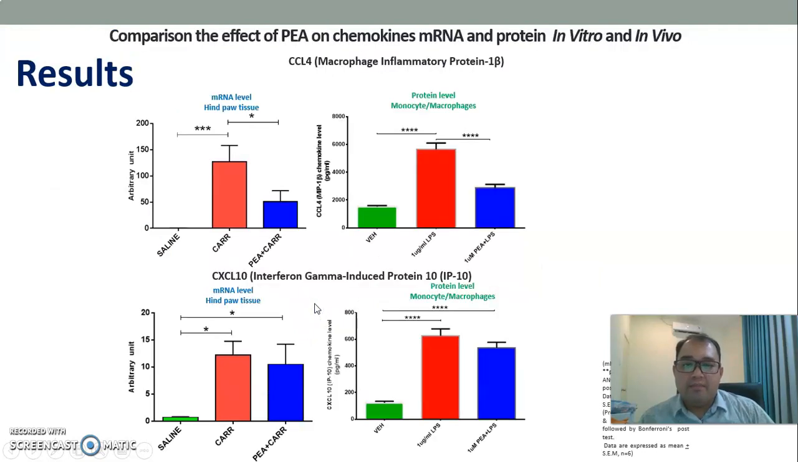And interestingly, PEA selectively inhibits certain types of chemokines related to macrophage infiltration, such as CCL4, but it did not inhibit other chemokines such as CXCL10, which is responsible for neutrophil infiltration. So that is why I think in the hind paw it showed that PEA is able to inhibit macrophages but not the neutrophils.